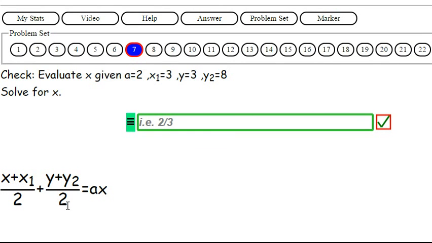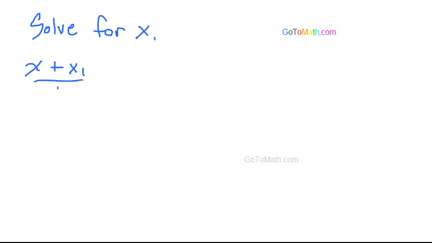We've got the same thing, except we've got an x and a y sub 2. Solve for x in this problem. So we have x plus x sub 1 over 2 plus y sub 2 is equal to ax. You're probably wondering what difference the subscript makes.